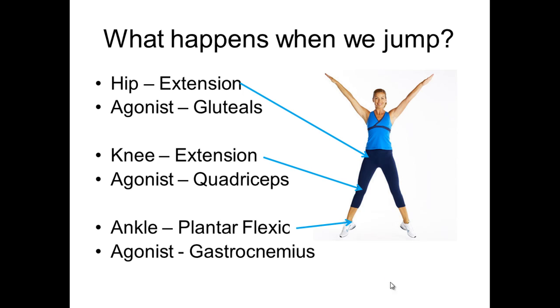You can see here that the toes are pointed at the bottom, and so the ankle is undergoing plantar flexion, and the agonist in this case is the gastrocnemius, and obviously the antagonist is the anterior tibialis at this point. Again, the majority of the muscles here are undergoing isotonic contractions, and in virtually every case here they're undergoing concentric contractions, so they're shortening. So the quadriceps, the gluteals and the gastrocnemius are all shortening at this point, so they're undergoing concentric contractions.